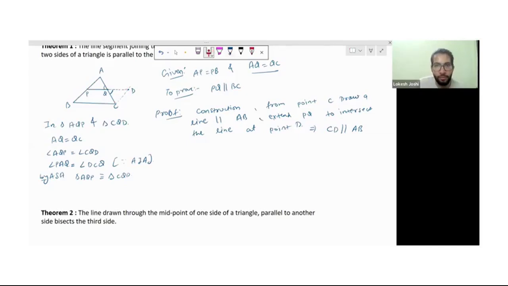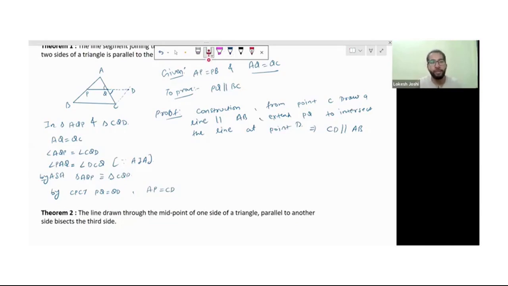Okay, now what we can do by CPCT, can I say PQ is equal to QD, as these are the corresponding sides of this triangle. And one more thing, I can say CD is equal to AP because they are also corresponding parts of congruent triangles. We can also say AP is equal to CD.